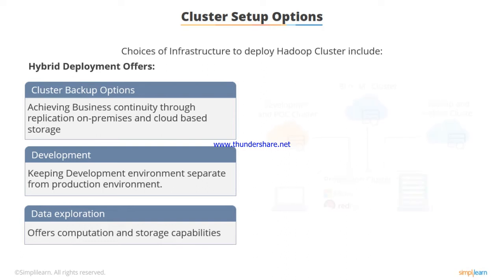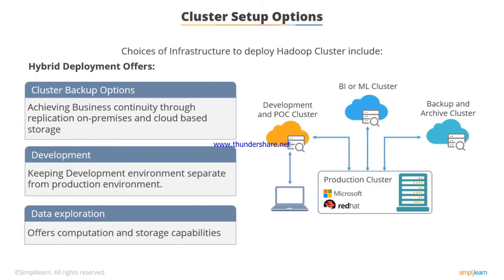Example: Microsoft and Hortonworks have joined hands to offer a hybrid deployment model that provides companies with the benefit of control, flexibility, elasticity, and redundancy. It provides access to the breadth of analytic cloud services. You will learn about the different hardware and software considerations while setting up a cluster on the upcoming screens.